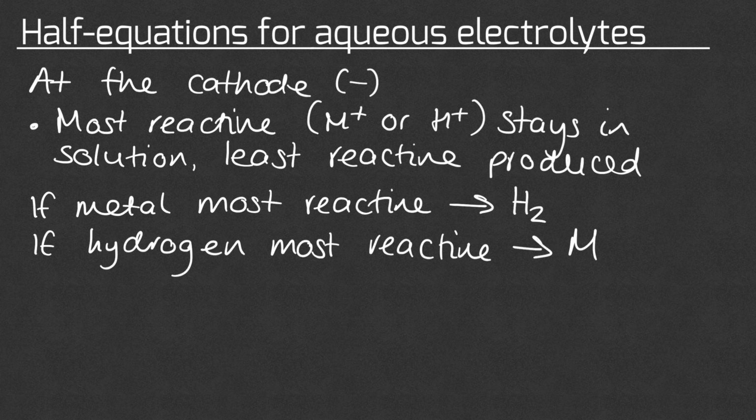Therefore, if the metal is most reactive, we'll make hydrogen gas. If hydrogen is the most reactive, we'll make the metal. We've already looked at how to write half equations for metals. We're now going to look at how we can write the half equation for hydrogen.